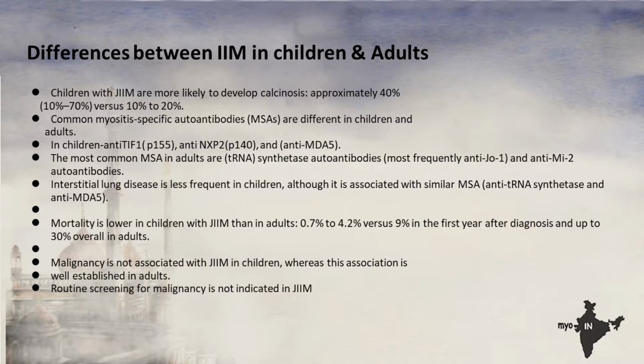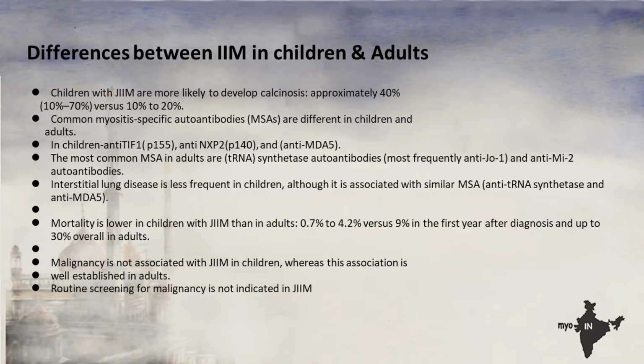The MSAs we've had a lot of discussion on now from both Dr. Lisa and Dr. Vinita Shobha. The common MSAs are different in children and adults. In children, the anti-TIF1, which is the P155 and P140, which actually has a typo in my slide, are the commoner ones. But interestingly, these are not associated with an increased risk of malignancy as seen in adults. The other one is NXP2, which is associated with the calcinosis type of JDM, and the anti-MDA5.